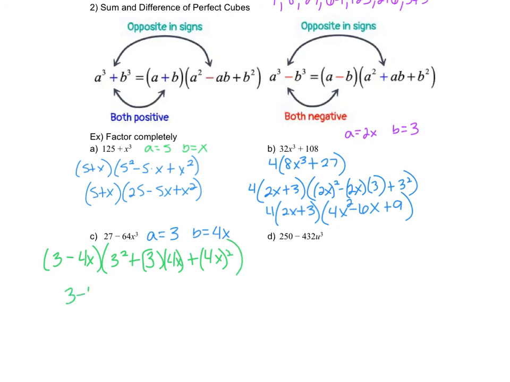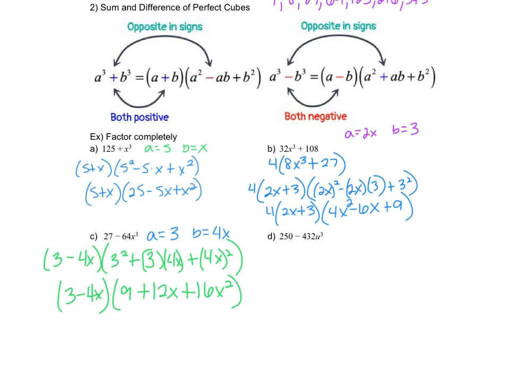So let's clean it up. 3 minus 4x times 9 plus 12x plus 16x squared, and you're done.